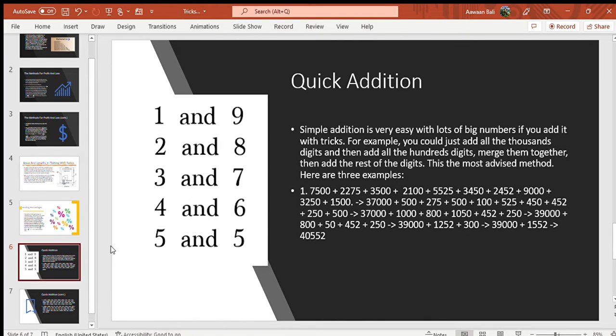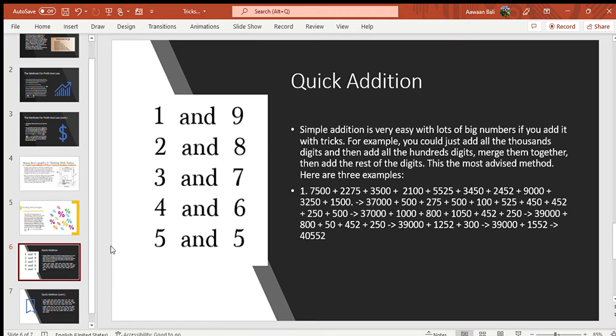So simple addition is very easy with lots of big numbers if you add it only with tricks. For example, add all the 1,000 digits in the sum, then all the 100 digits, and then add all the rest of the digits, because that'll be easier. It's just tens. It's the most advised method. So here are 3 examples.